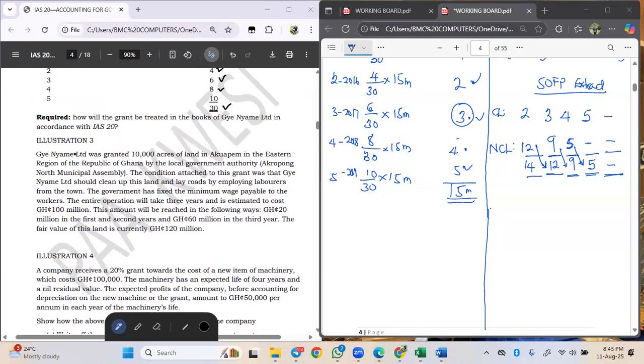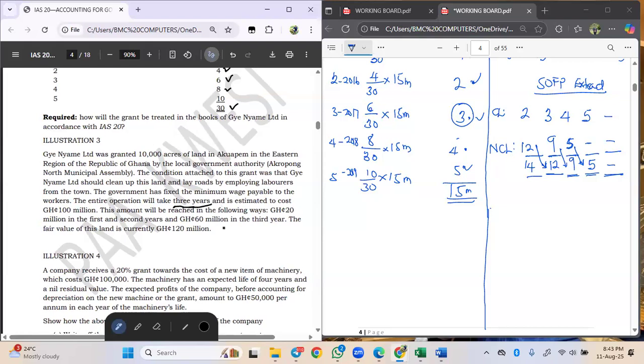The company here, Dynamic Limited, was granted 10,000 acres of land. The condition attached to this grant was that Dynamic Limited should clean up this land and lay roofs by employing laborers from the town. The town is in the eastern region. The government has a fixed minimum wage payable to the workers they are going to employ from the town. The entire operation would take 3 years, and it's estimated to cost 100 million.